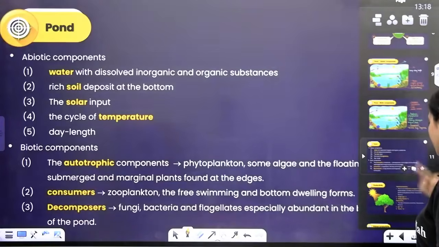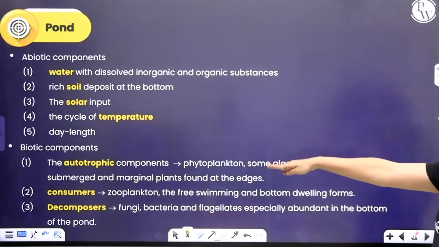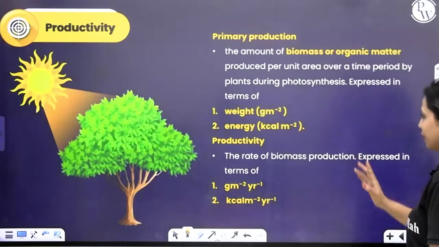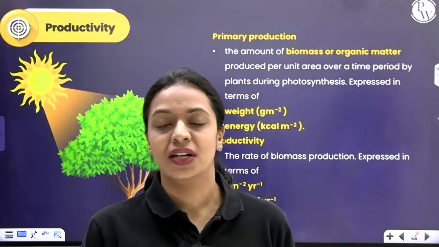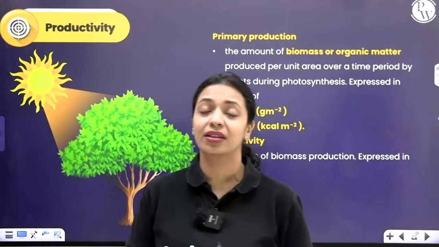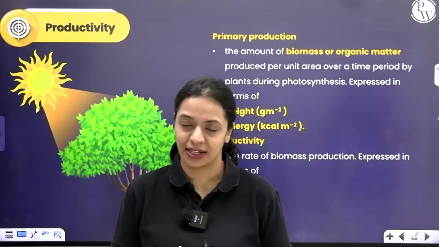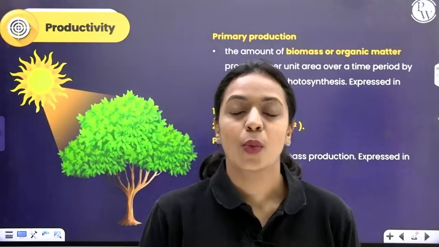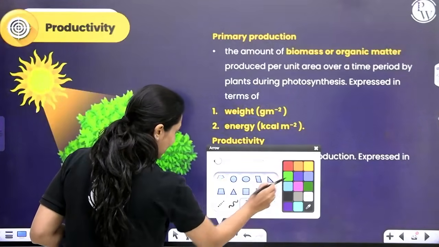Whatever I've explained to you right now, I've listed it down. What are the different abiotic components? What are the biotic components? Everything is listed here for your reference. You'll get it in the notes. Now we'll explore in detail the various functional aspects of an ecosystem, starting with productivity. Over here, we first have to learn about what production is. We'll learn about primary production. Whenever you hear the term primary, you must associate it with plants.